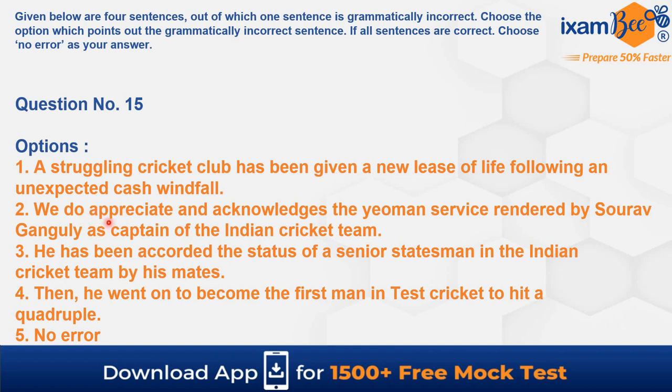See, I'll tell you the incorrect one. See, we do appreciate and acknowledges. We is plural. Acknowledges, the verb is singular because it has an S with it. According to subject verb agreement, this is incorrect because with we have to use acknowledge. So we do appreciate and acknowledge. Acknowledges is incorrect, right? So option 2 is your correct answer. Rest of these sentences are correct.